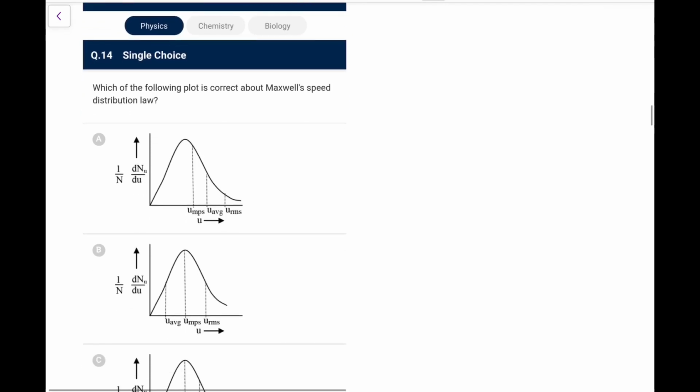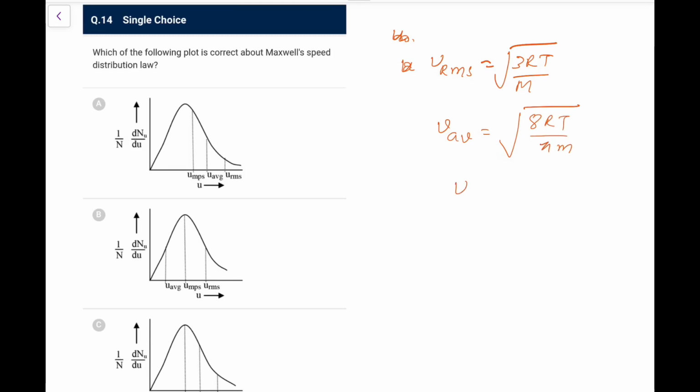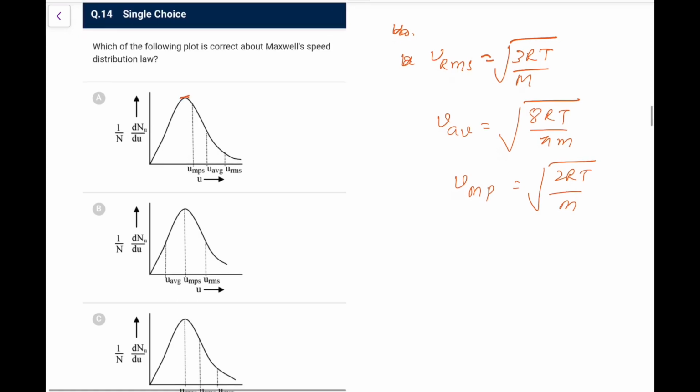Which of the following plots is correct about Maxwell's speed distribution law? You know that at very low speed it is 0, and at very high speed it is 0. Plus, if you can remember, V_RMS was root 3RT by M, V average was root 8RT by pi M, and V most probable was root 2RT by M. So V most probable is the least one and V_RMS is the highest one, and V most probable is this peak. So this is wrong.